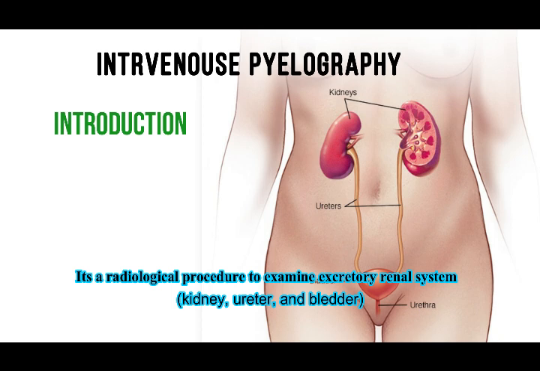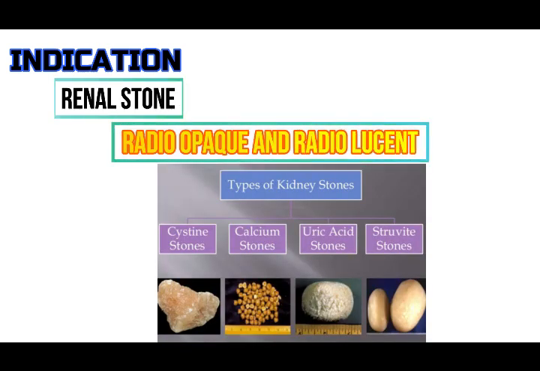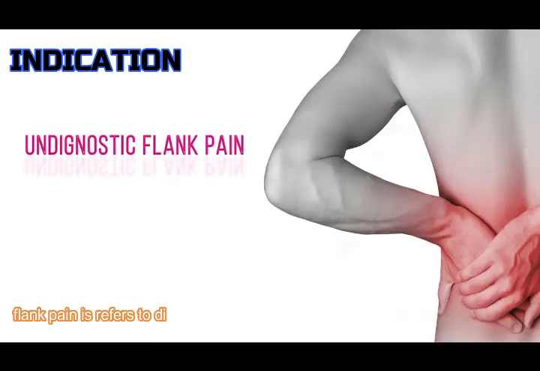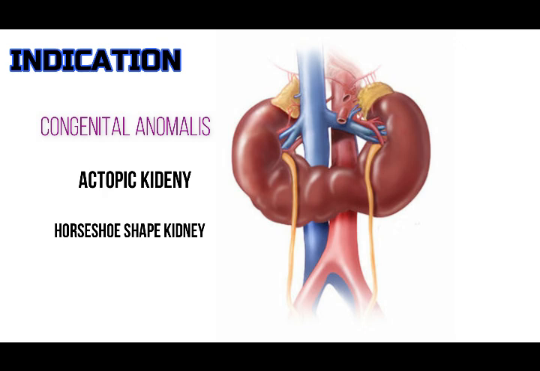Now we are going to talk about why we should do this procedure, that is, the indications. The first indication is renal stone. It can be radio-opaque or radiolucent. Another one is undiagnosed flank pain. Flank pain refers to discomfort in the upper abdomen, back and side. Another one is congenital anomalies, like ectopic kidney and horseshoe-shaped kidney.